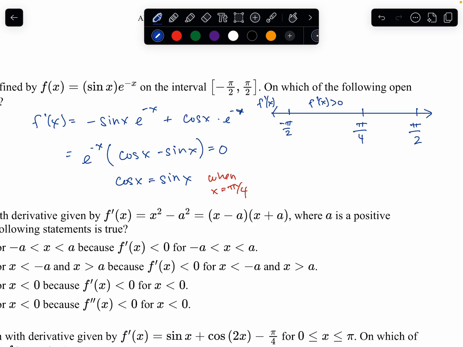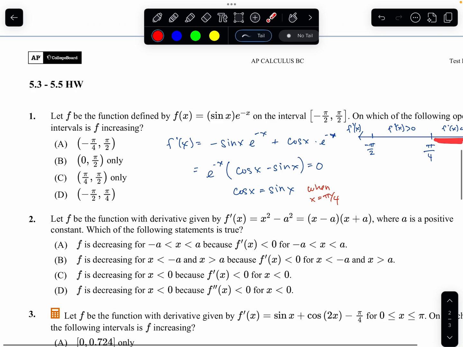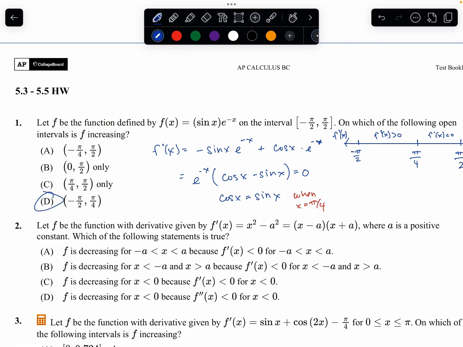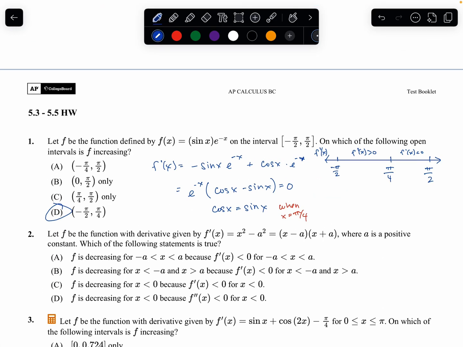And I'm just honestly going to assume that f prime of x is going to be less than 0 here because I don't want to plug in any values between here. And I think that checks out. So from negative pi over 2 to pi over 4 is when the derivative is positive, which means f is increasing. So boom, it's got to be D. That's a fun one. You always got to love the trig.